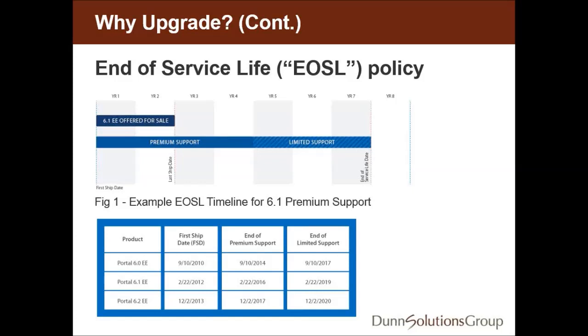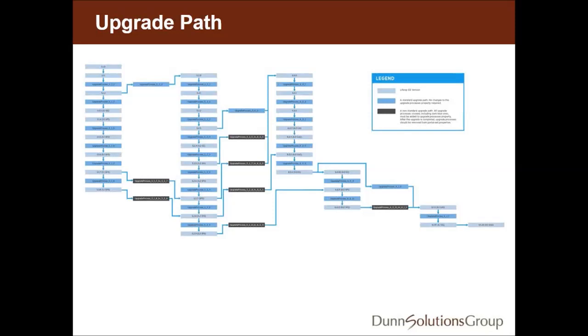So you probably want to upgrade to Liferay 6.2. In addition to this, if you're an EE customer with Liferay, Liferay has this end of service life policy, and let's take Liferay 6.1 as an example. It is offered for sale for 2 years, and from the date it is first offered for sale, Liferay provides premium support for 4 years, and then 3 years of limited support.